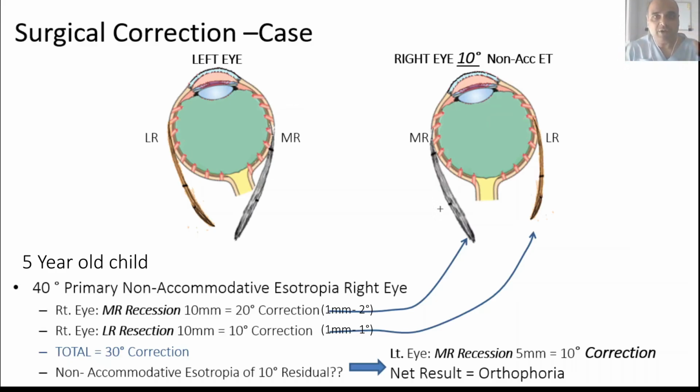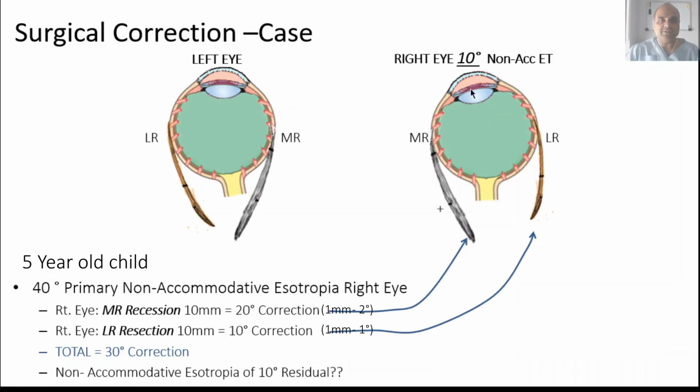Then you explain to the parents or the guardians, or the patient if the patient is old enough, look, this is the correction we have when we have operated on one eye. Let's take it back to one eye. So this is the amount of squint left, 10 degrees. And if the patient is satisfied, you just leave it as such.